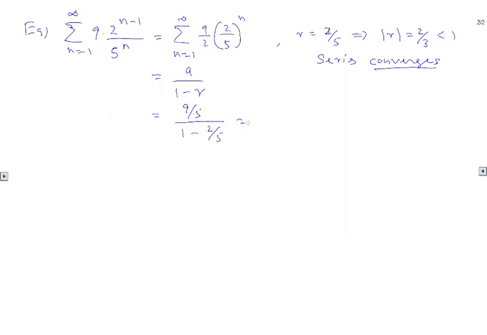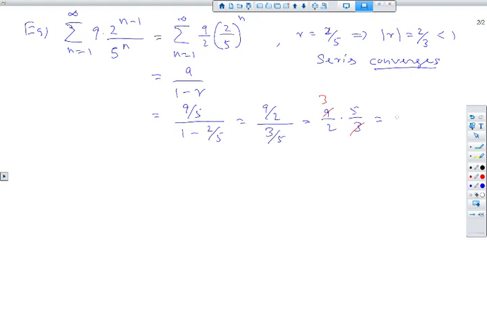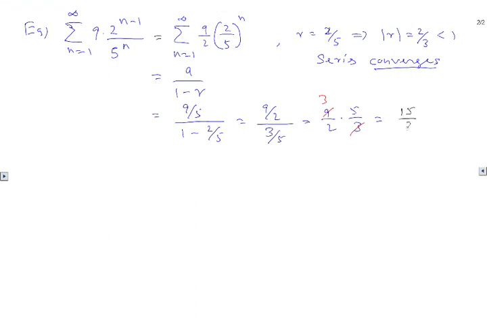So how to simplify? So you can say 9/5. So here you get 3/5, once you take the common denominator, common denominator is 5. So you're gonna get 3/5. And this you can write as 9/5 times upside down this. So you're gonna get, so one of the 3 gets cancelled, so you're gonna get 3, so you're gonna get 15/2. So the answer is 15/2. So that's the answer.